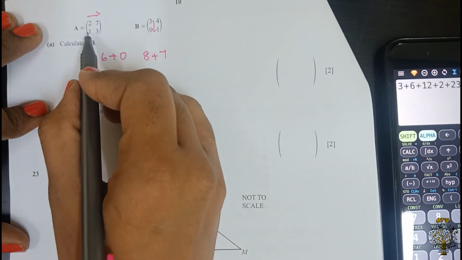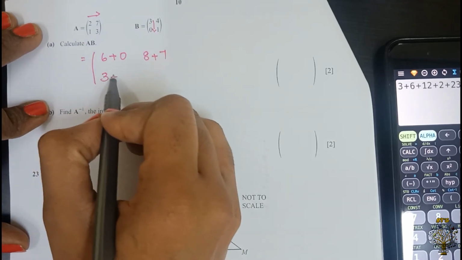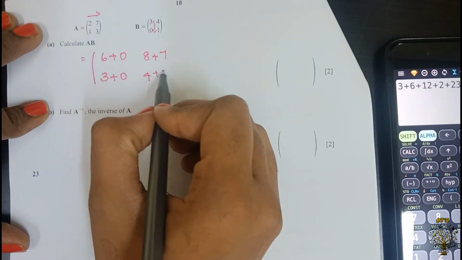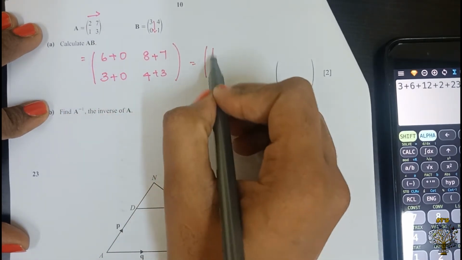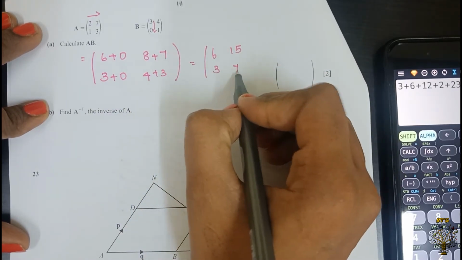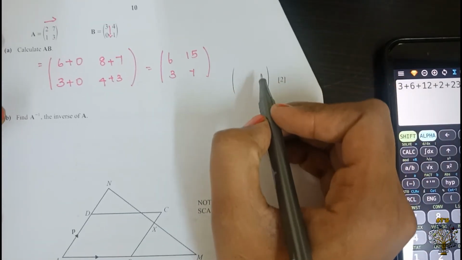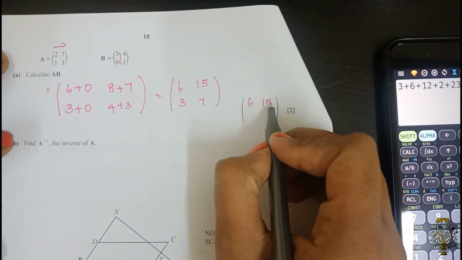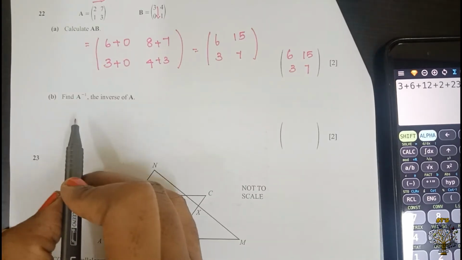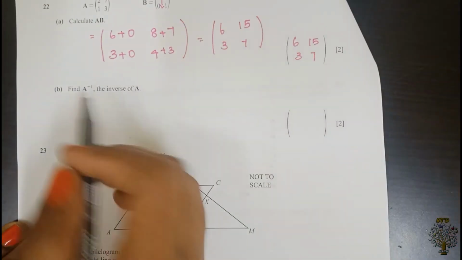Second row with first column, 1 multiplied with 3 is 3 plus 0. 1 with 4 is 4. 3 with 1 is 3. So we have 6, 8 plus 7 is 15, 3, and 4 plus 3 is 7. So our answer is going to be 6, 15, 3, 7. It is a 2 by 2 matrix. Now find A inverse.